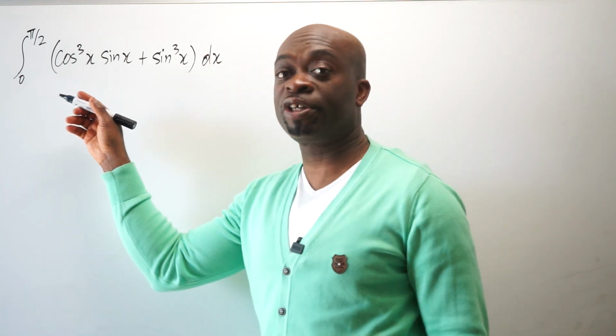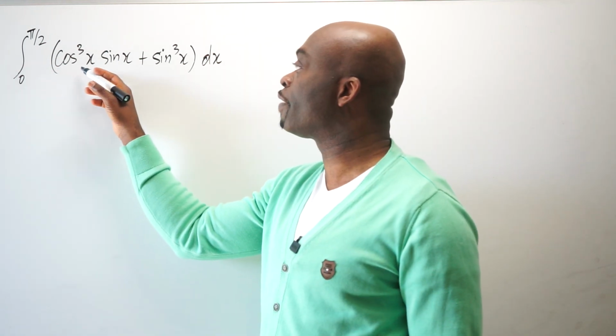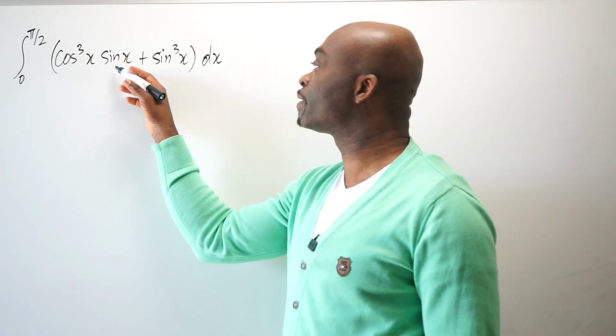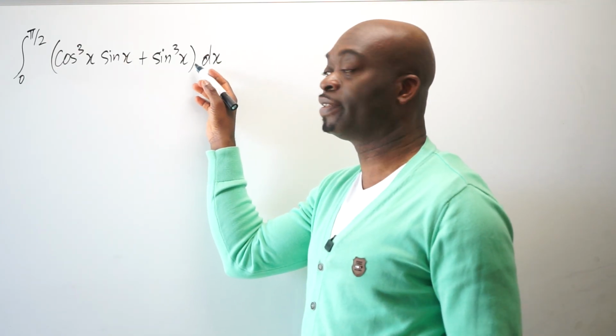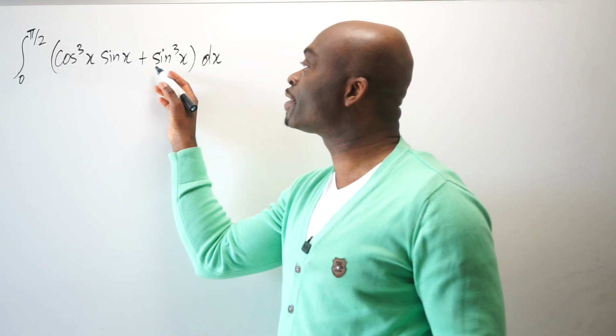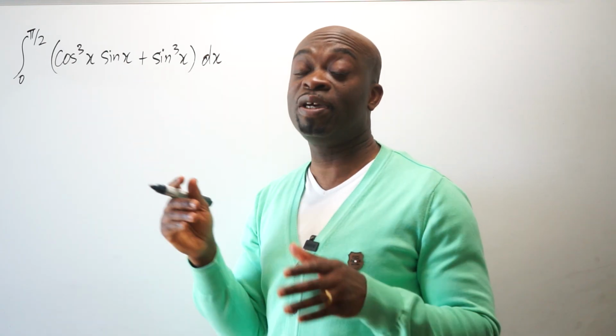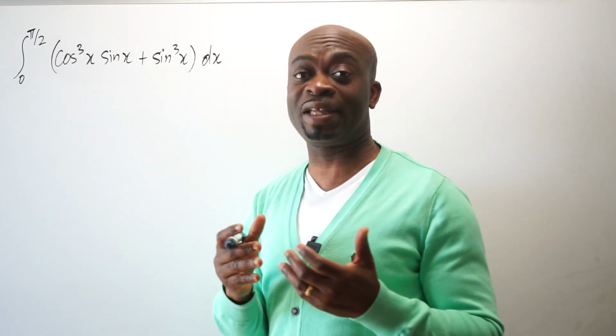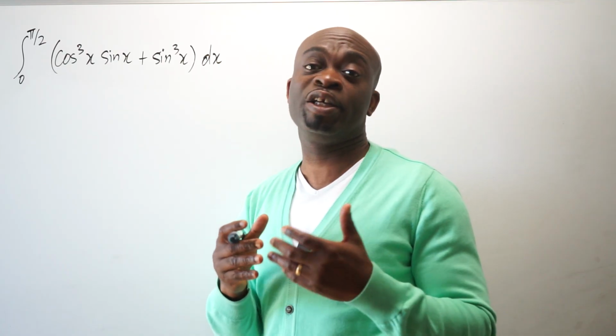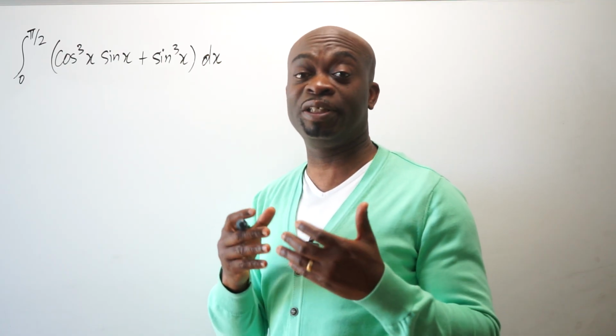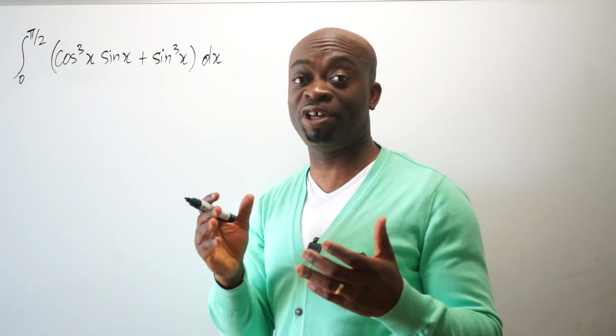Let's solve this integration from 0 to π/2: cosine power 3 x times sine x plus sine power 3 x dx, right? In these cases, you always have to look at the problem and see which of the formats we dealt with before you can use, for example, integration by parts, integration by substitution, or direct integration.